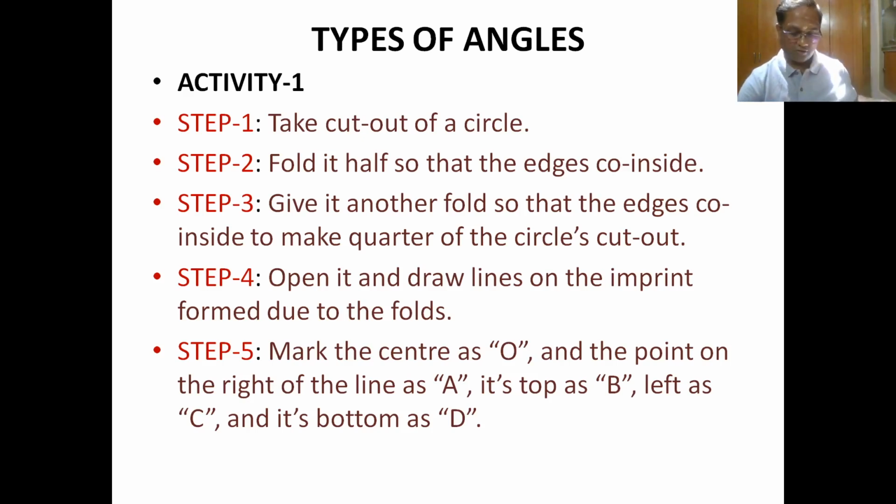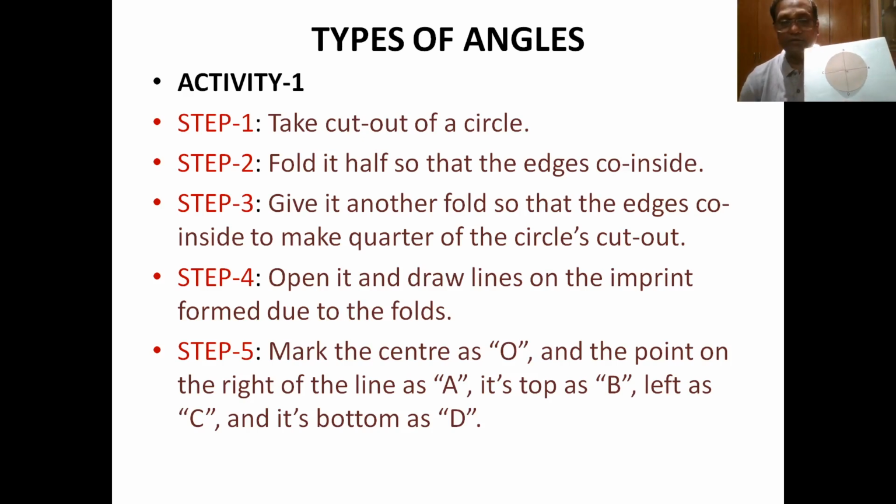Before we start with the topic, let us start with an activity. First, let us take a cutout of a circle. Fold it in half so that the edges coincide. Give it another fold to make a quarter of the circle, again with the edges coinciding with each other. Now open it. You can find the imprints of the line formed due to the folds. Draw lines on the imprint formed.